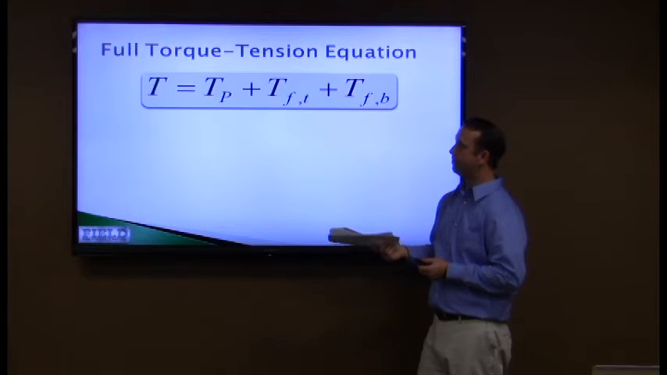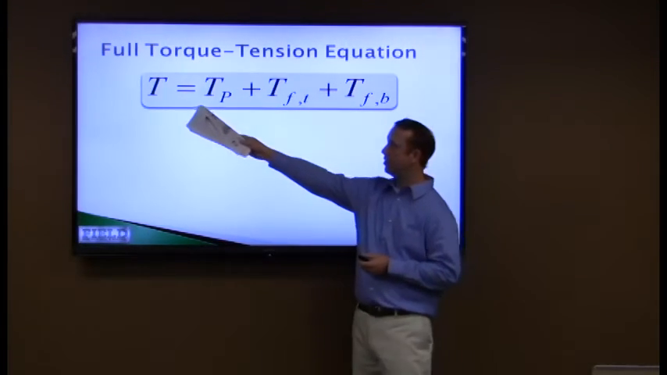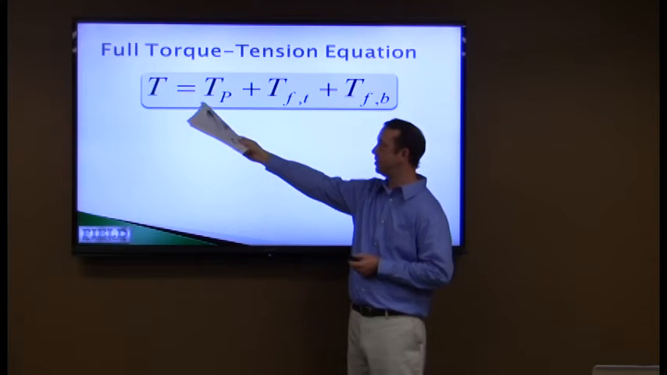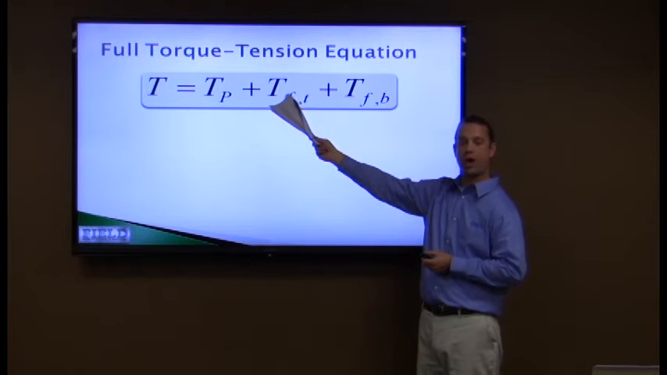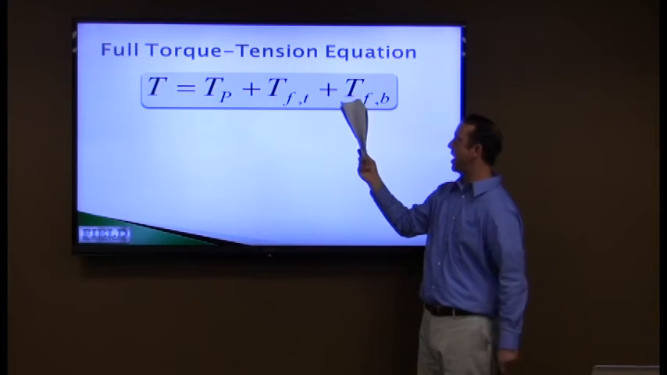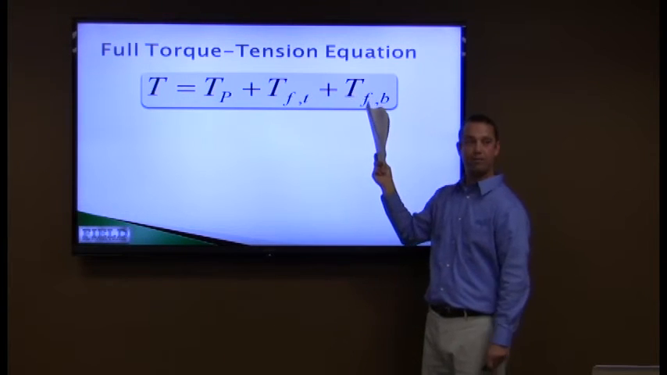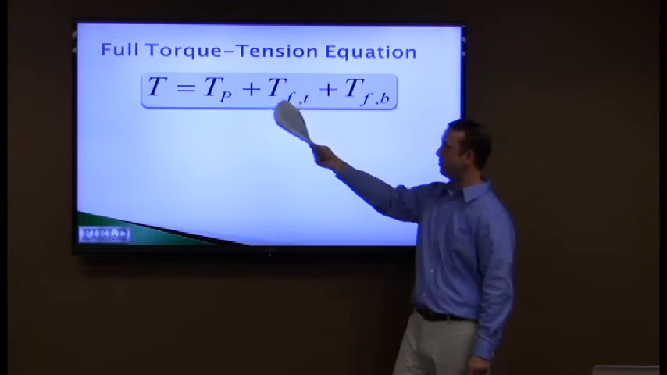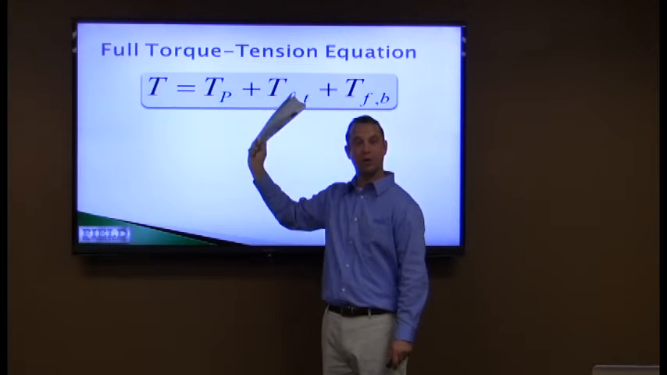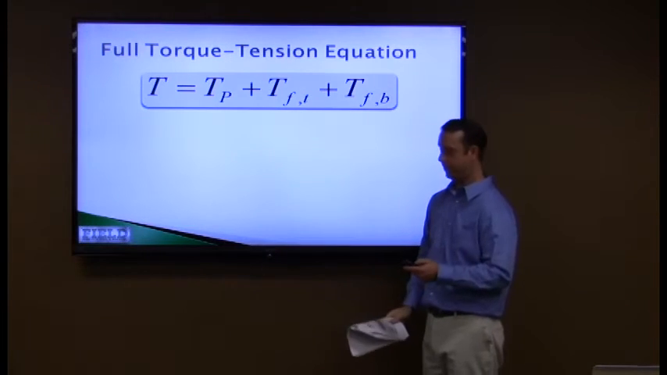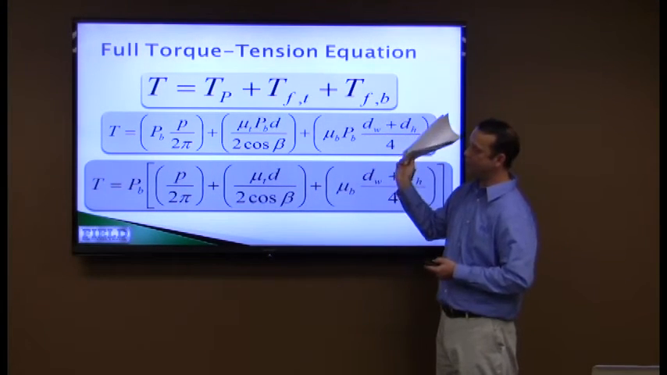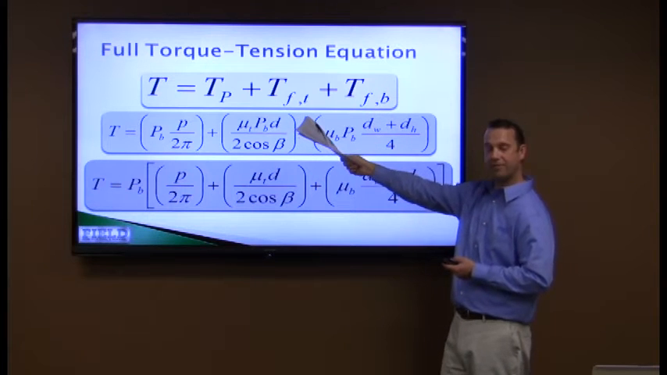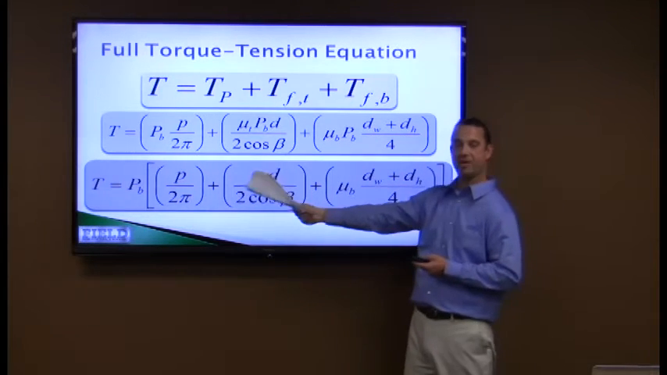So our full torque formula, the torque required to preload that joint, is the first variable. You add that to the torque required to overcome thread friction, and you add that to the torque required to overcome bearing surface friction. A plus B plus C gives you your overall torque of what you're going to need to assemble that joint. And if you non-simplify this and put all your variables there, you come up with these big long formulas right here.